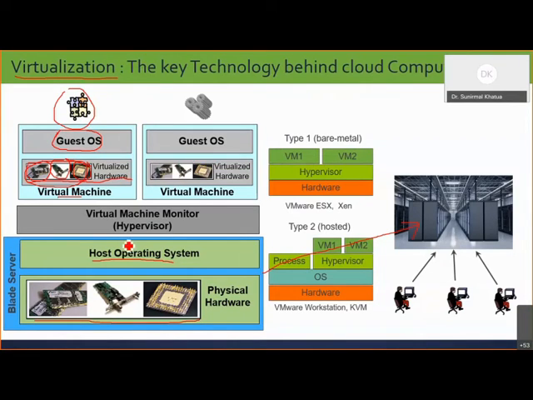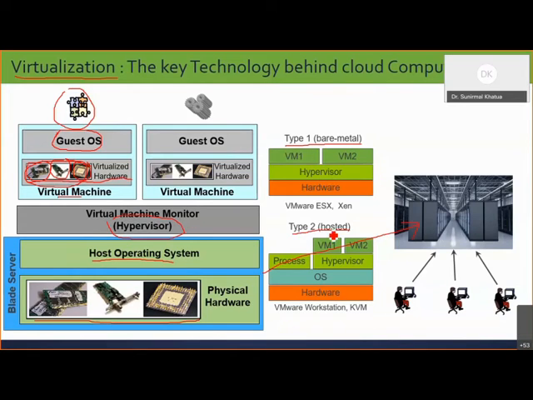Now, there are 2 types of hypervisors available in the market. The first one is called type 1 or bare metal, and the second one is type 2 or hosted. The difference is that in type 1, there is no host operating system. The hypervisor sits directly on top of the bare metal or the hardware. So the hypervisor itself acts as an operating system that allows you to run the virtual machines.